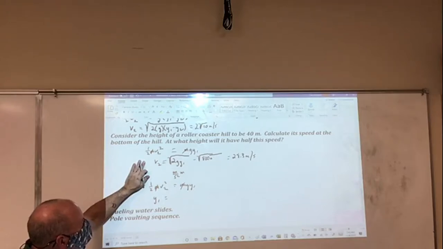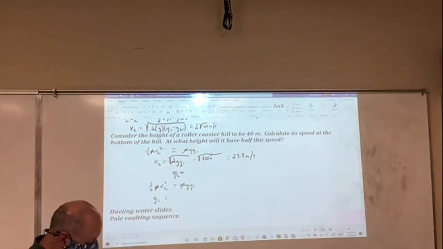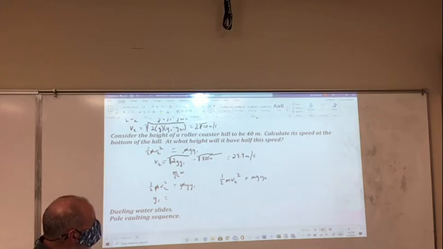Okay, so it still doesn't have an initial velocity. So we're going to say 1/2 mv2 squared plus mgy2 equals mgy1. And then we want to find y2.